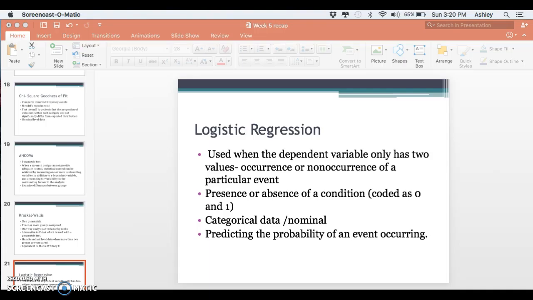So the independent variables in logistic regression may be continuous, ordinal, or categorical. And it can be run using a full set of independent variables, or run using a stepwise procedure, but that's a little different. Essentially, we use this to predict the probability of an event occurring. And it's only used when the dependent variable only has two types of values.